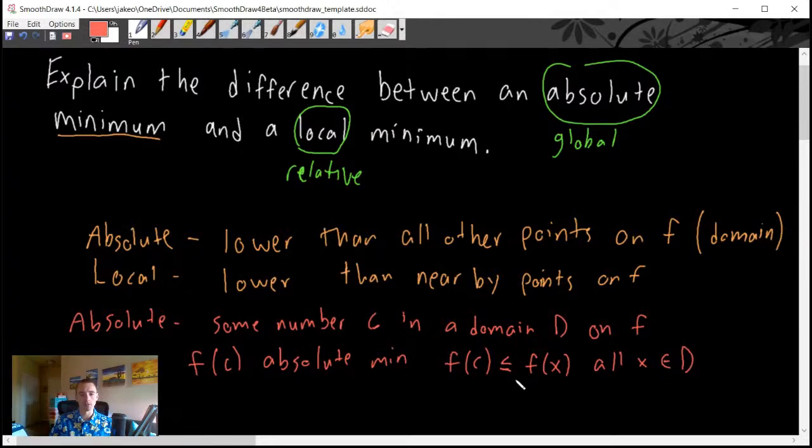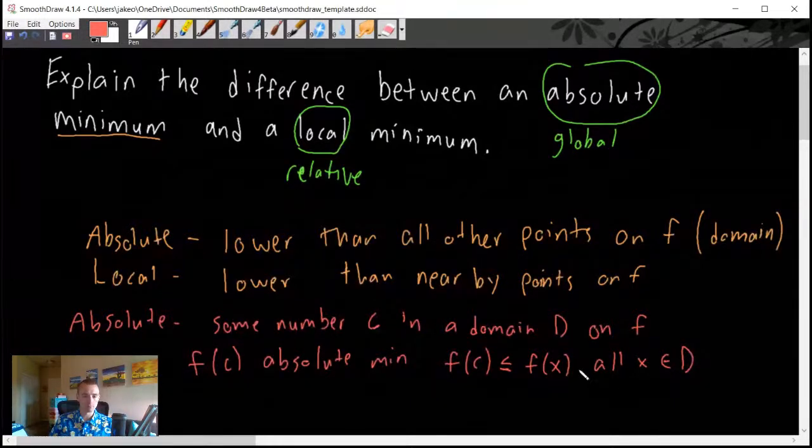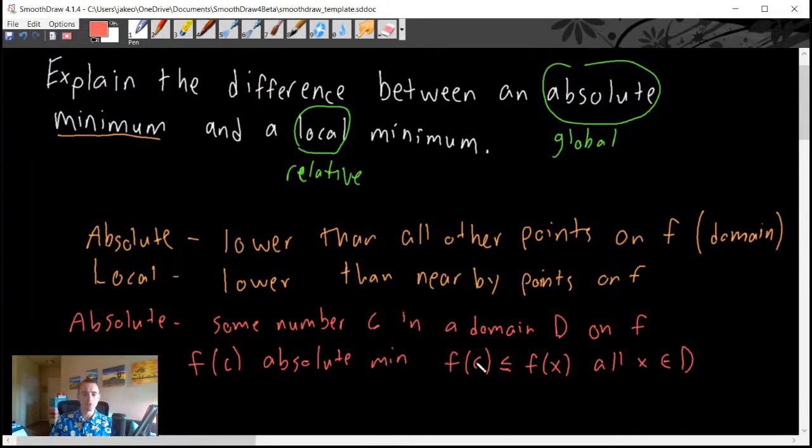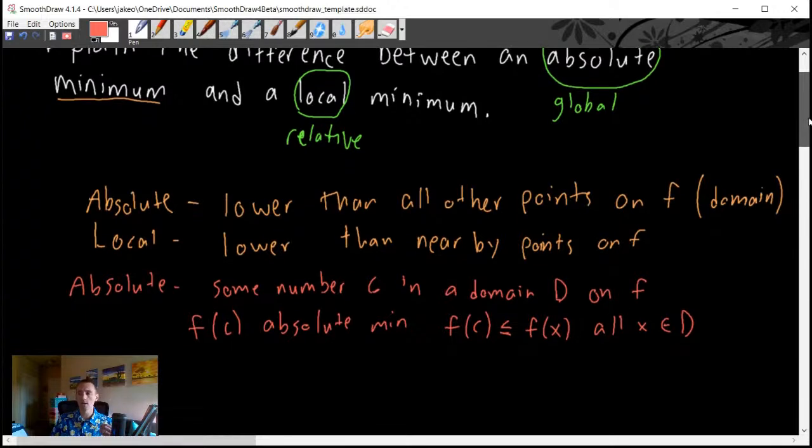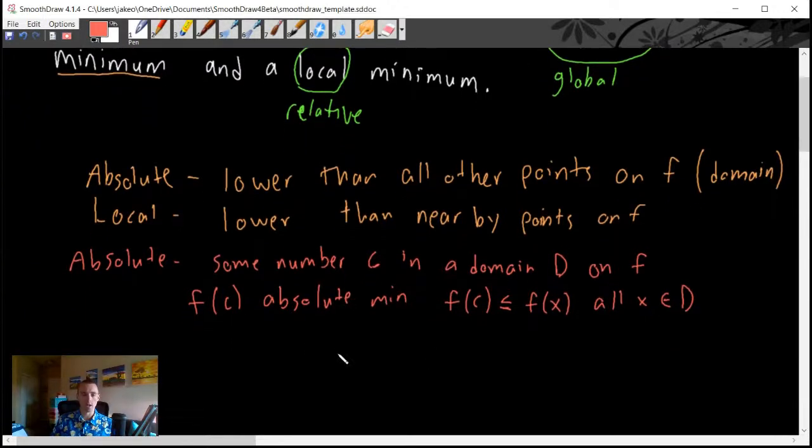So that just means basically for all x values within our domain D here, if plugging in c, some specific number, into our function f gives us a smaller number than plugging any other x value into our function, then we know it's an absolute minimum. So that's just kind of math talk to basically say whatever number we plug into our function f.